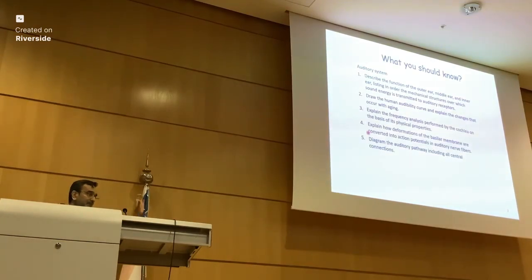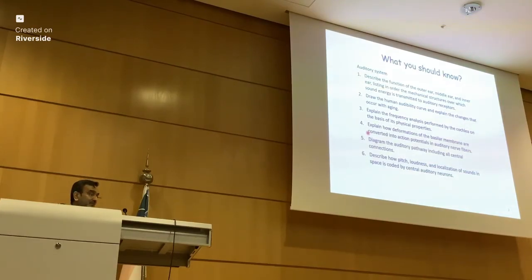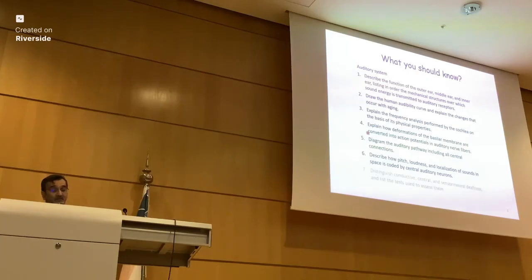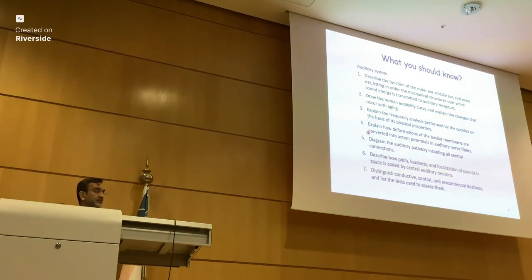You are going to go all the way up to the cortex, and we will see which central nuclei are responsible for what. We will talk about how pitch, that means the frequency, loudness, and localization of sound in space are coded by the central nervous system, and which parts are responsible for localization of the sounds and the loudness or intensity of the sound. And then we are going to finally distinguish between conductive and sensorineural deafness and the different tests we usually perform to identify different types of deafness.